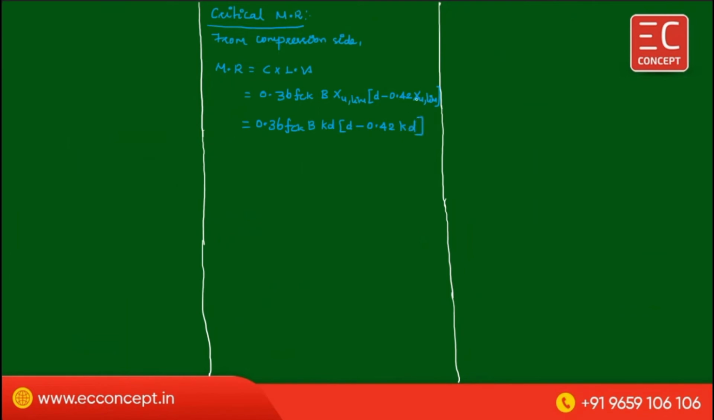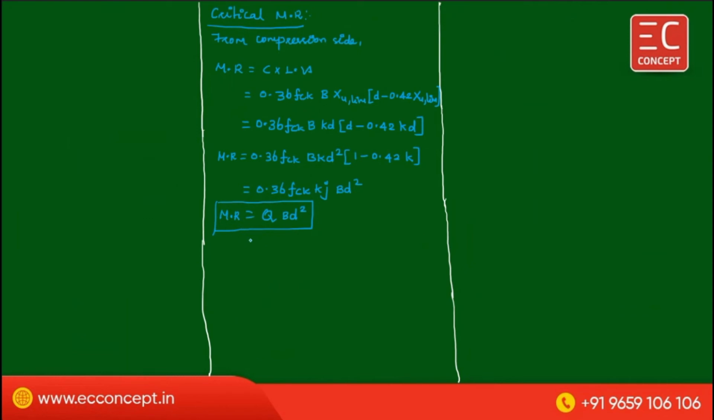And we know that XU limited is equal to K into D. Since XU limited is equal to KD, we get 0.36 FCK B KD into D minus 0.42 KD, which is 0.36 FCK B K D square into 1 minus 0.42 K. This is the moment of resistance. Now we can further simplify this: 0.36 FCK K J B D square, so we can write this as Q B D square. This is the moment of resistance. I hope you understood.